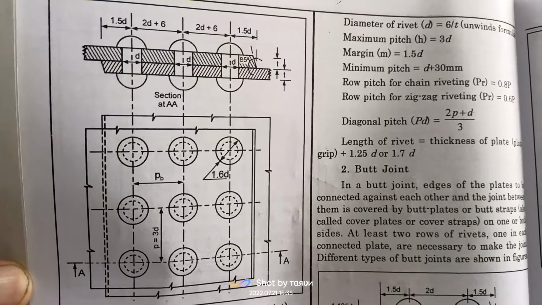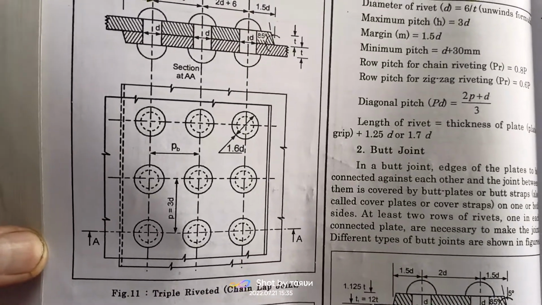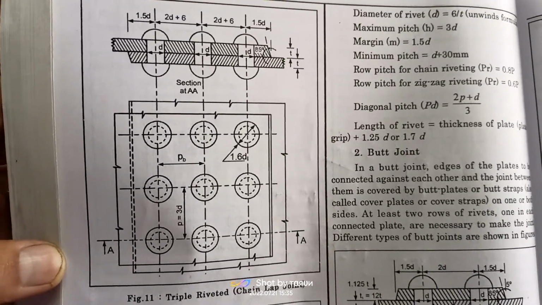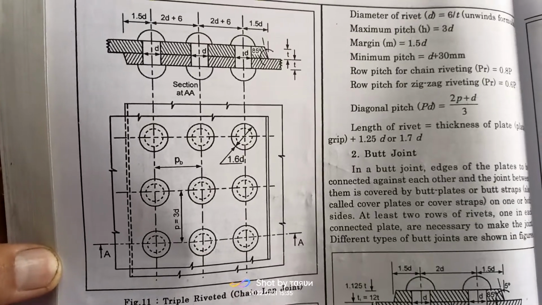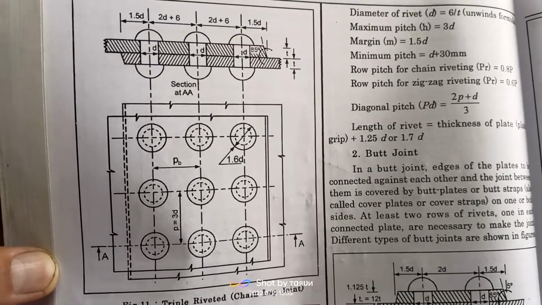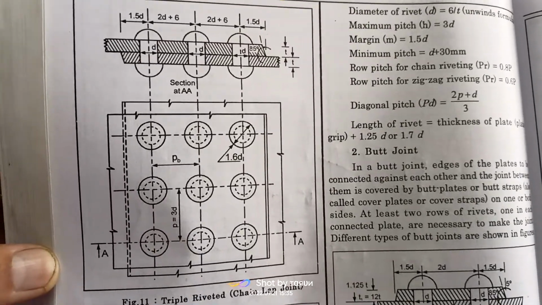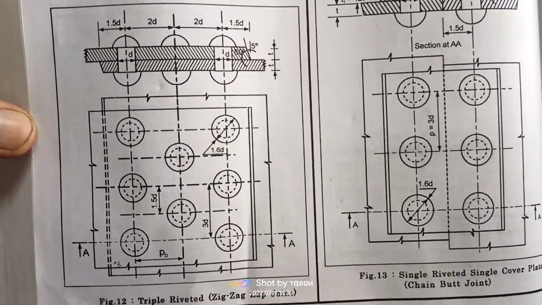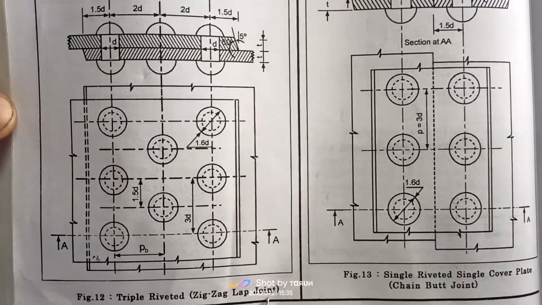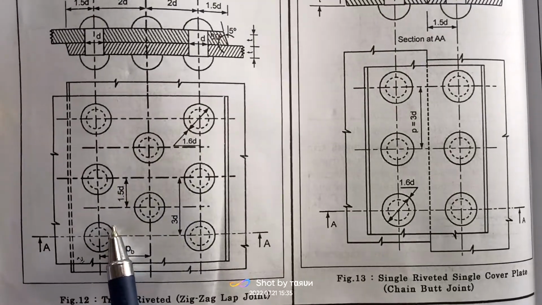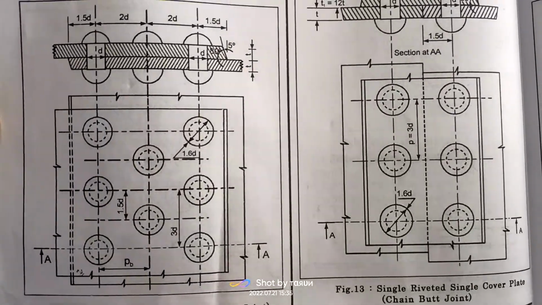First of all, we pause. This is our triple riveted chain lap joint. You can see back pitch is 2D plus 6, 2D plus 6, and the margin is 1.5D, and again pitch is 3D. This is again a triple riveted zigzag lap joint. One rivet is here. This is the top view, and this is the front view.